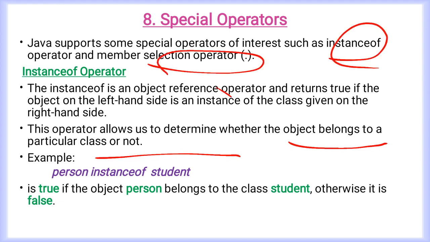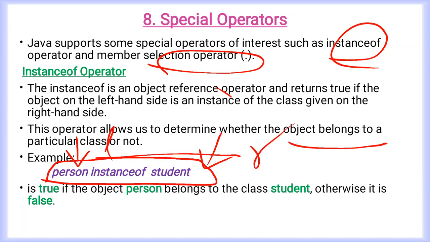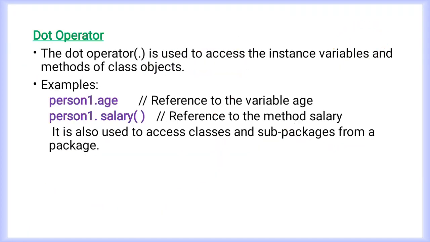So what does the instanceof operator do? It returns the value true if the object on the left hand side is an instance of the class on the right hand side. For example, person instanceof student: person is the left hand side, student is the right hand side. If person is an instance of student, it returns true, else it returns false. It returns true if the object person belongs to the class student, else it returns false.